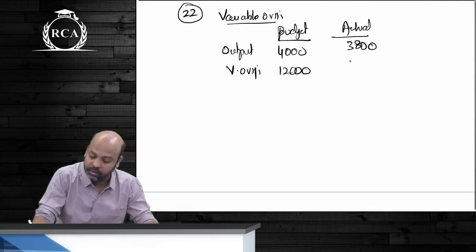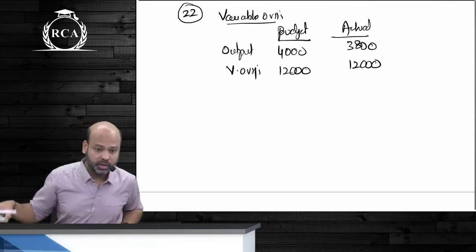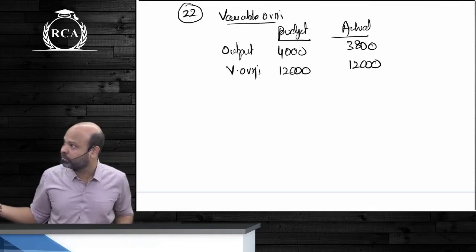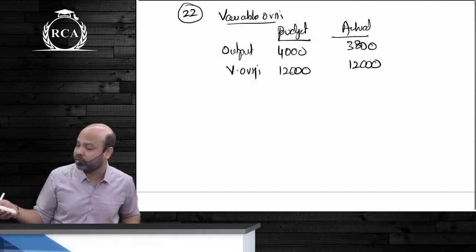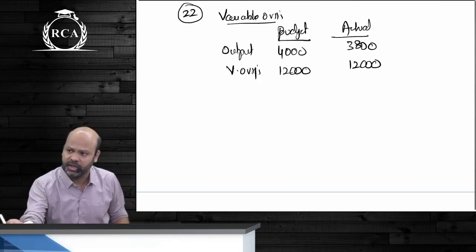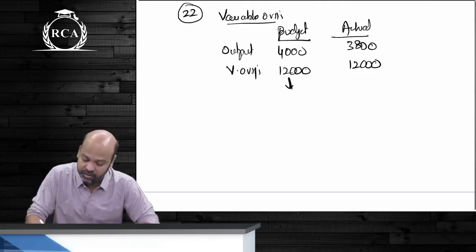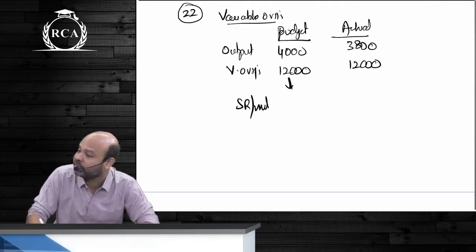12,000 and 12,000. Your details of time are not given. You will make a note of that. Everyone, writing this note is compulsory: as details of time are not given, we cannot compute efficiency and expenditure variance.